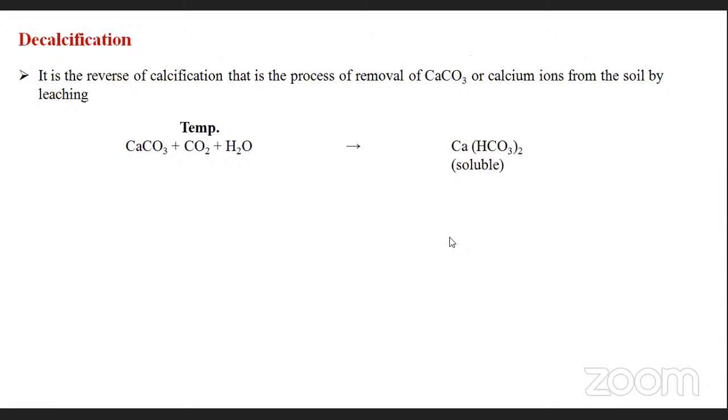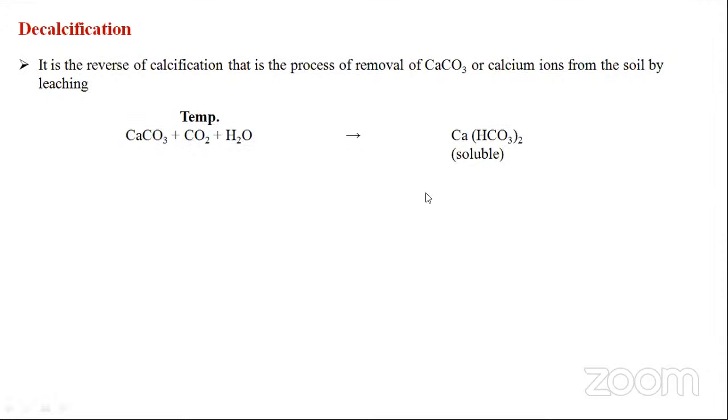Coming to the next, decalcification, the opposite term. Here you can see calcium carbonate, again, is a reverse reaction. The calcium bicarbonate will be completely dissolved and removed. All the calcium is completely washed out. Nothing will be there, so there is no calcification. There is no calcium layer present in the soil. This is exactly the opposite of our previous slide. Okay, coming to the next.